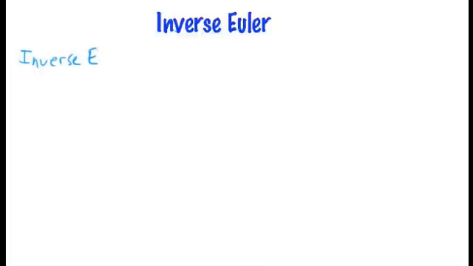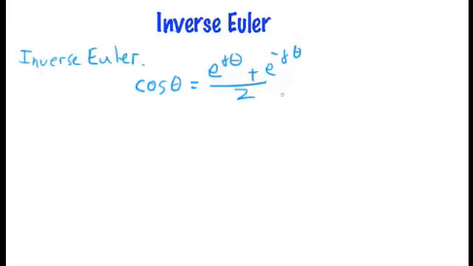Inverse Euler. Well, cosine of theta in terms of complex exponentials is e to the j theta plus e to the minus j theta over 2. Sine of theta is similar. Sine of theta equals e to the j theta, now subtract, minus e to the minus j theta. And we don't divide by 2, we divide by 2j.